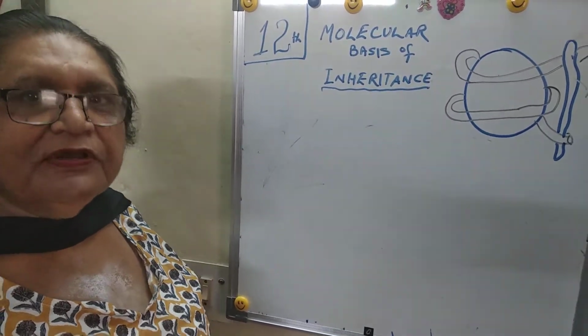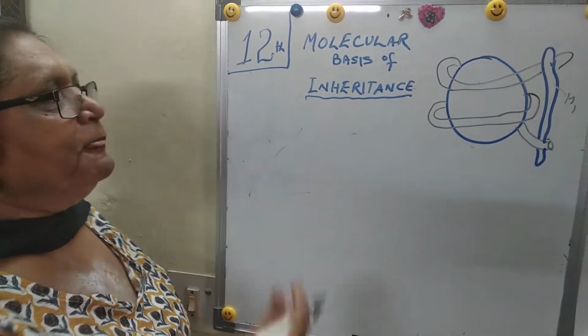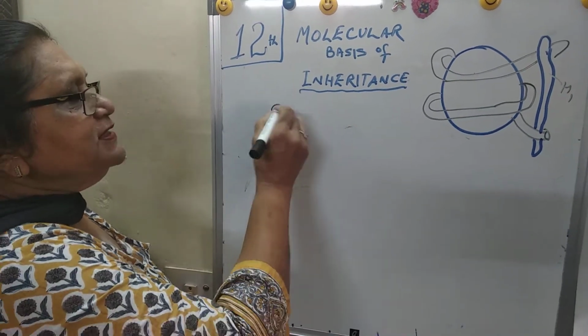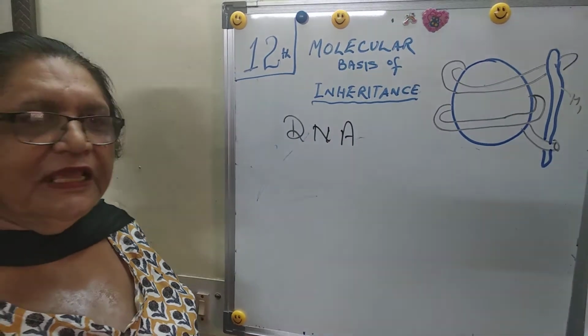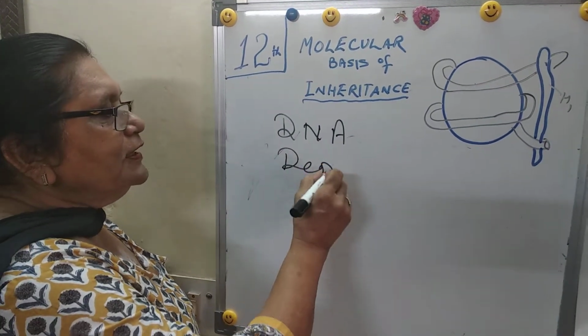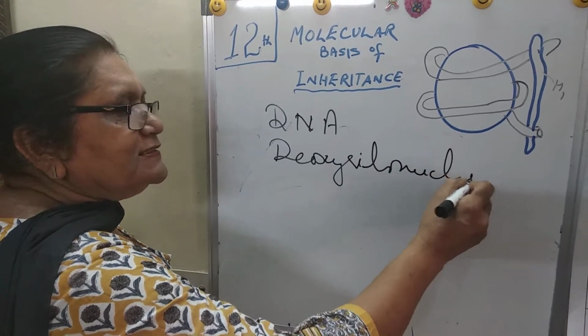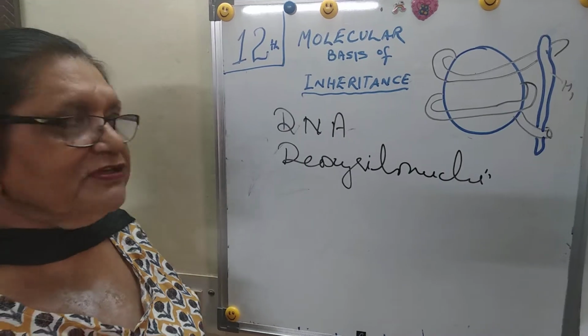Again, it is tough, but you can learn very easily. I will explain in a very simple way. Molecular basis of inheritance means one material called genetic material, that is DNA, whose full form is deoxyribonucleic acid. Mostly the organism has DNA, which is double stranded.